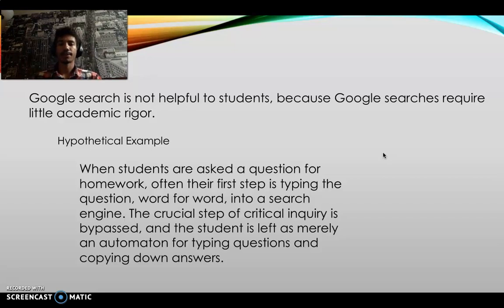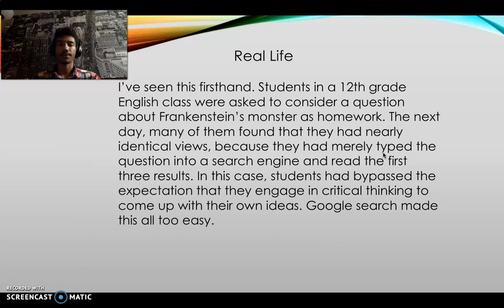Another acceptable piece of evidence is what we call anecdotal evidence, or things from personal experience or real life. Let's check one out. I've seen this firsthand. Students in a 12th grade English class were asked to consider a question about Frankenstein's monster as homework. The next day, many of them found that they had nearly identical views because they had merely typed the question into a search engine and read out the first three results. In this case, students had bypassed the expectation that they engage in critical thinking to come up with their own ideas. Google search made this all too easy.